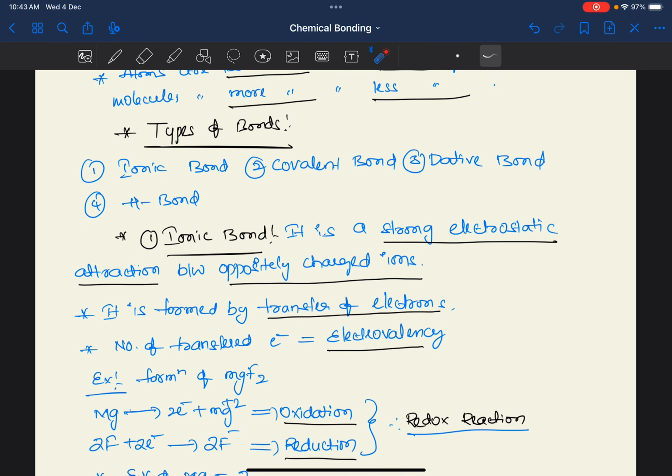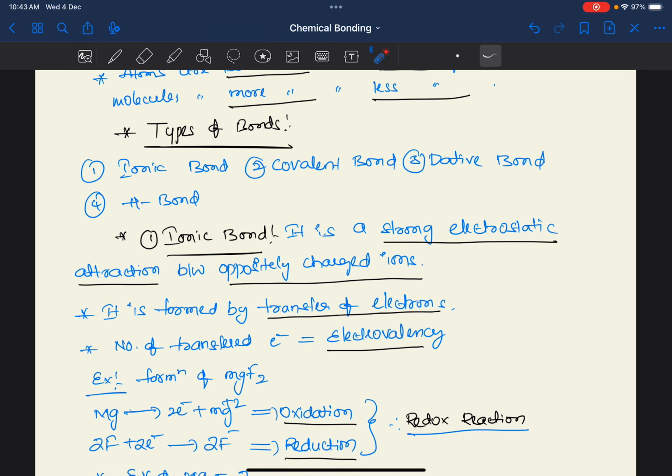That number of transferred electrons in a compound is called electrovalency. Therefore, the ionic bond is also called the electrovalent bond.